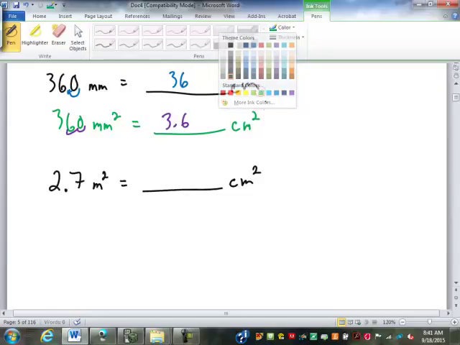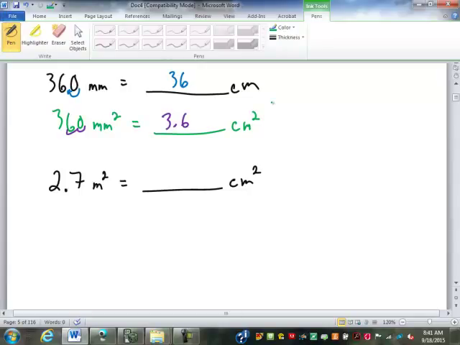So what's that going to become? From meters to centimeters is 2 spots to the right, correct? But since it's squared, it's going to be 4. So 1, 2, 3, 4. Yep. 27,000.